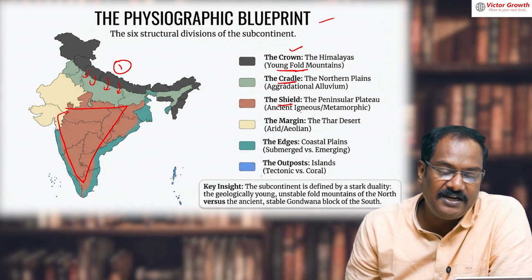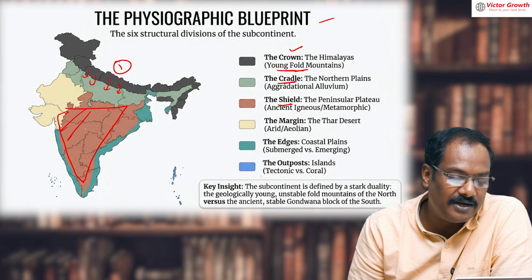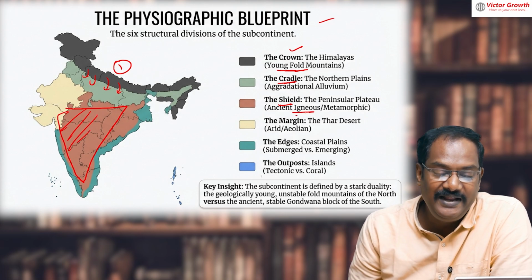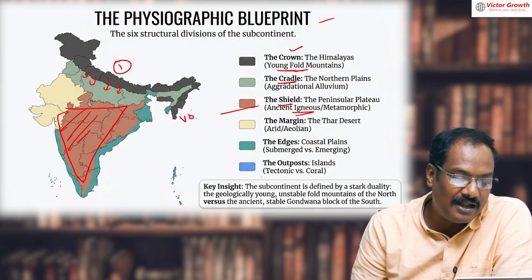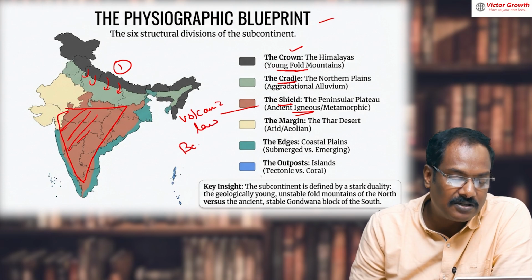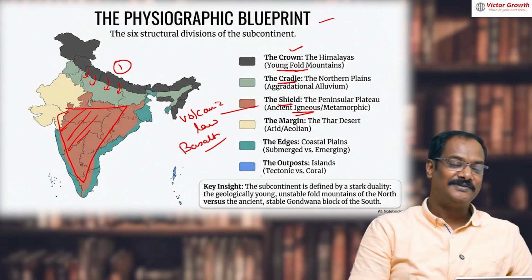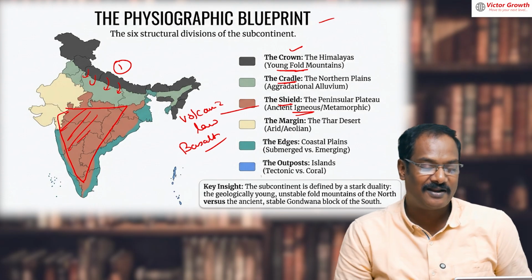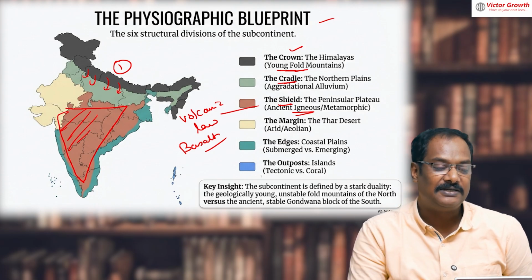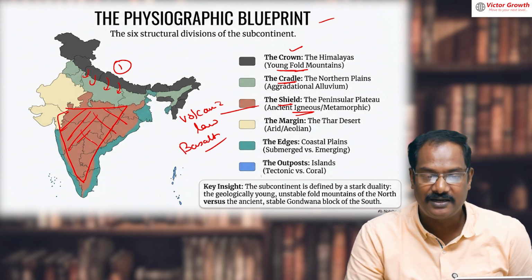The shield is this one, the Peninsular Plateau. It is made up of igneous rock. This is actually volcanic lava, basalt rock. Basalt. I'm trying to improve my handwriting. Don't think too much on that. So the Deccan Plateau is made up of basalt, volcanic lava.